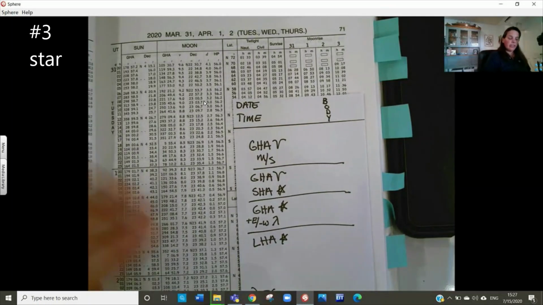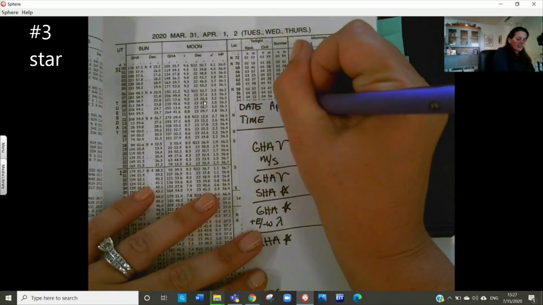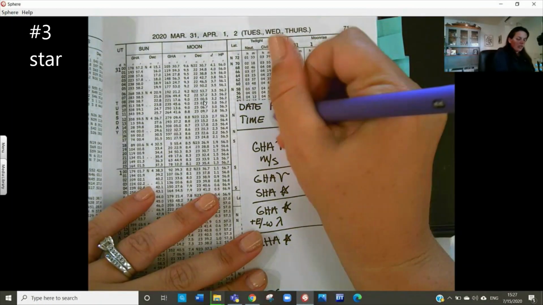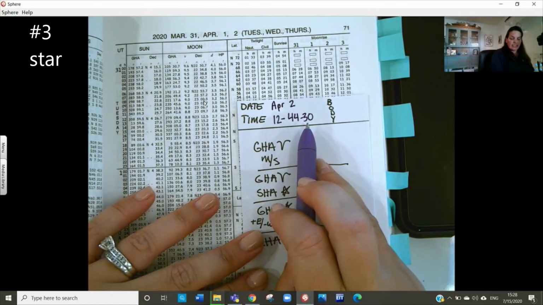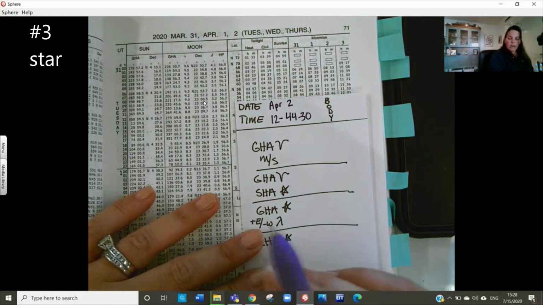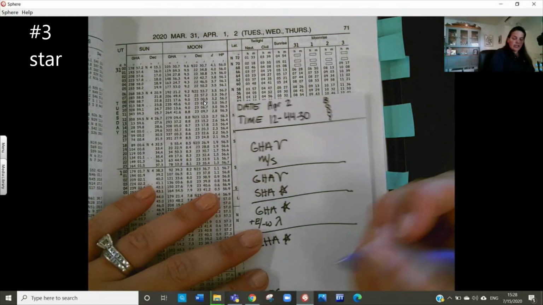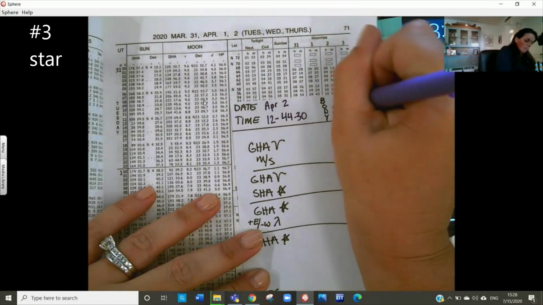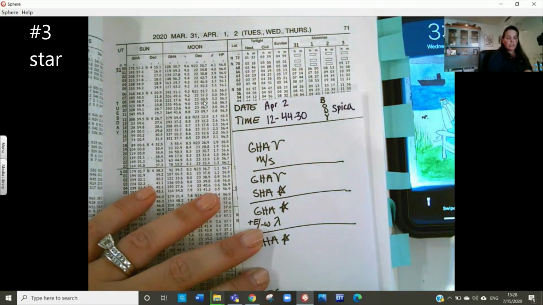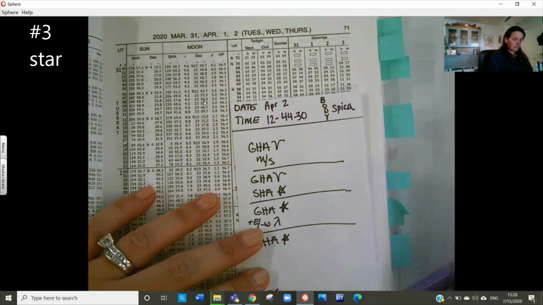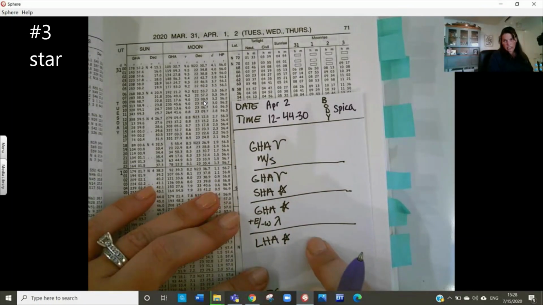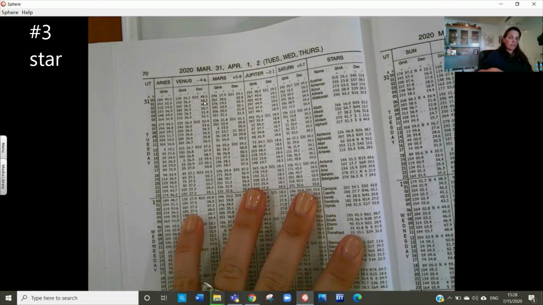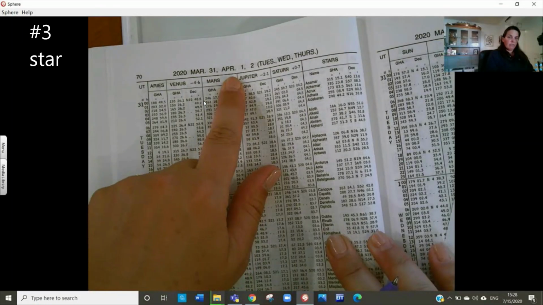Okay, so number 3, our date is April 2nd, and we have a time of 12:44:30. So we have hours, minutes, and seconds, and it's still in GMT. Our body that we are observing is Spica. It's a star. So in this case, we need to get GHA of Aries, then apply our SHA to get LHA. So, we are going to find April 2nd. So we have March 31st, April 1st, and 2nd.